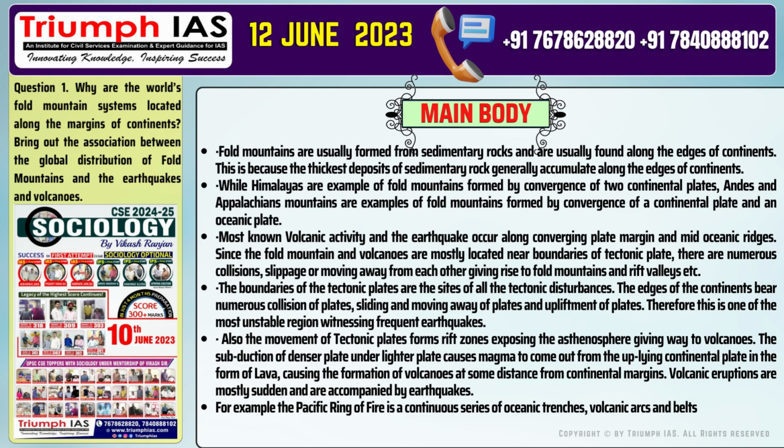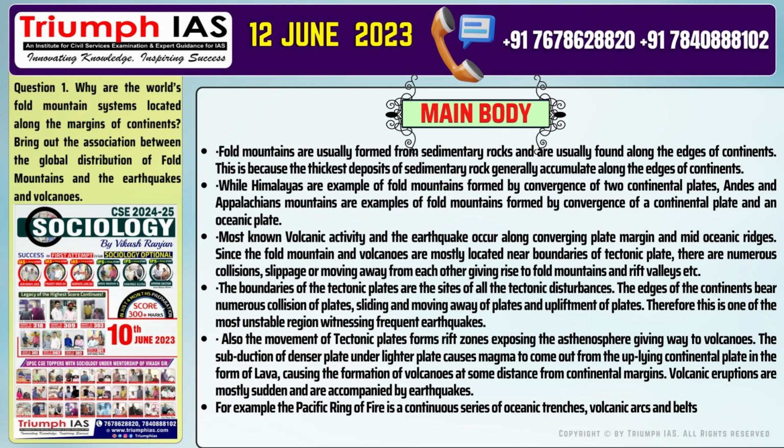Number 2. While the Himalayas are an example of fold mountains formed by convergence of two continental plates, the Andes and Appalachian mountains are examples of fold mountains formed by convergence of a continental plate and an oceanic plate.